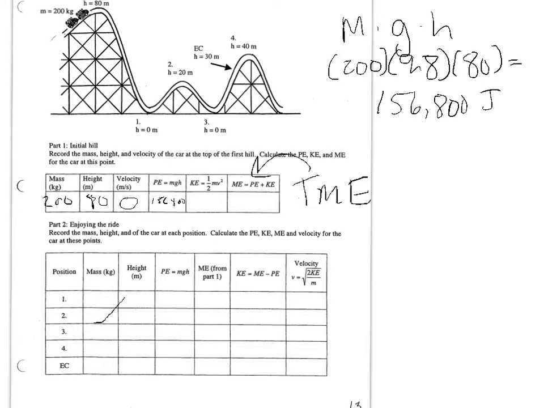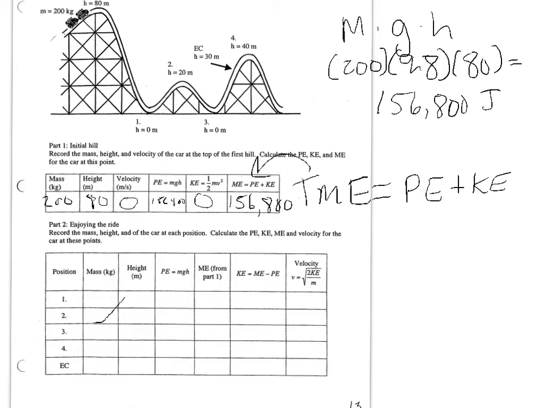And that's what you're going to put in right there. 156,800. The kinetic energy. Now the kinetic energy, since the velocity at the top is 0, the kinetic energy is going to be 0. And to find the total mechanical energy, so the total energy for the ride, you're just going to do your potential energy plus your kinetic energy. So you would take your 156,800 plus 0. So I get 156,800 goes in that slot there.